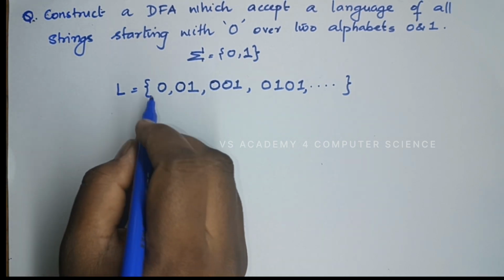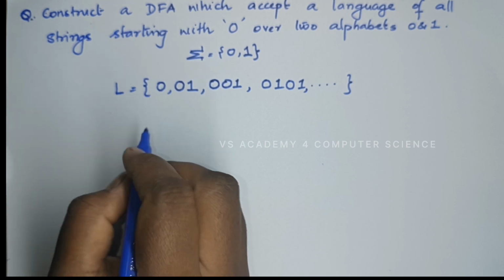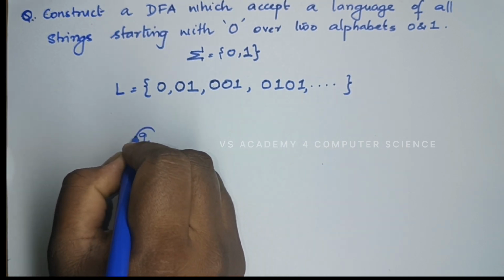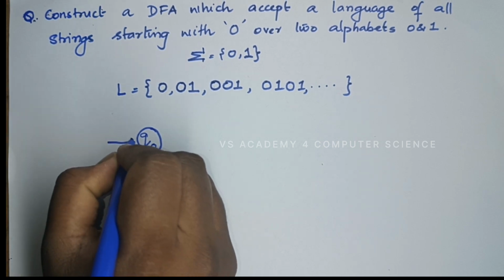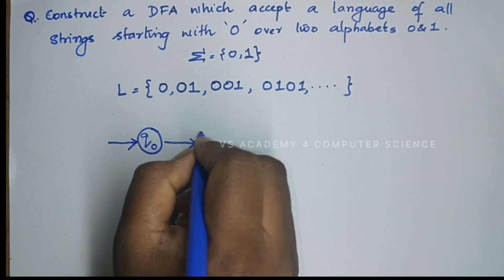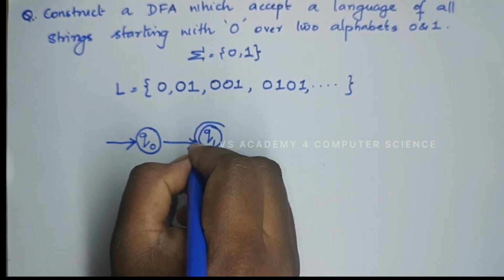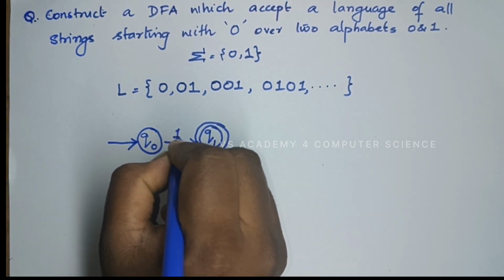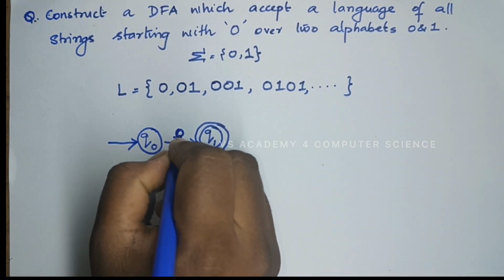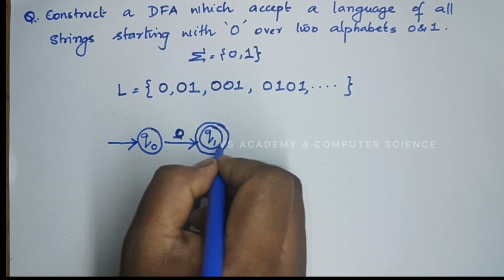So okay, for accepting the value 0, we need two states. The first state will be the starting state Q0. Okay, Q0. From Q0, if we want to accept 0, we need a final state which is Q1. Okay, so when we give a 0 as input, it will be accepted at Q1.